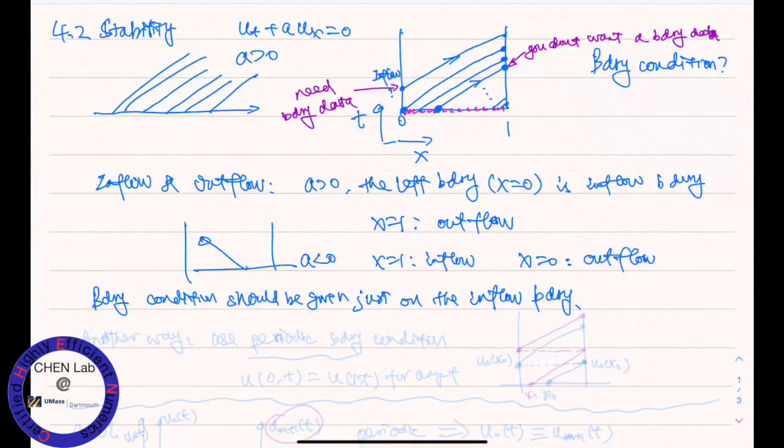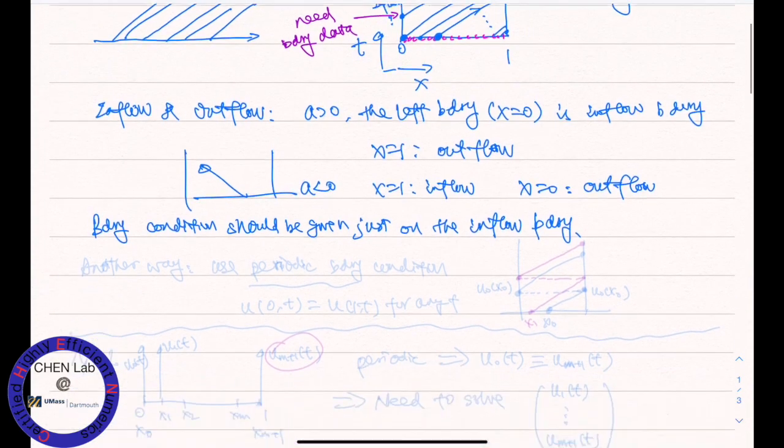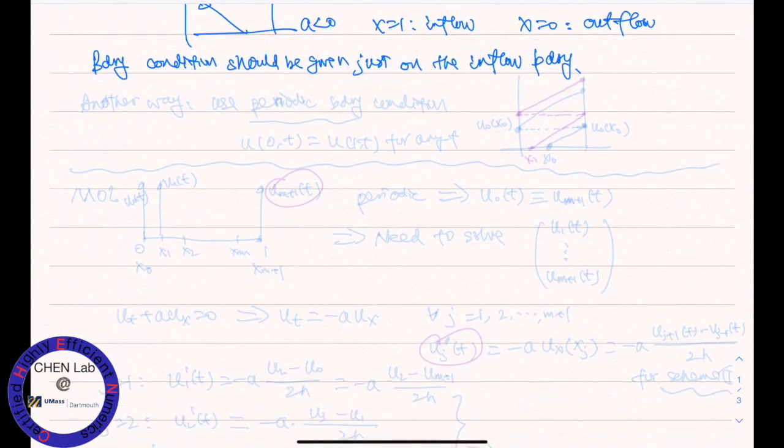Another way to take care of this situation, without differentiating the inflow and outflow, is to use a periodic boundary condition. What it says is that the information goes to the boundary and then comes back, basically. It's periodic, it repeats itself.